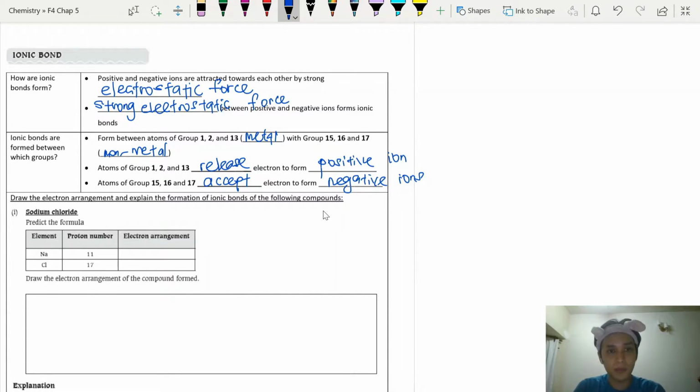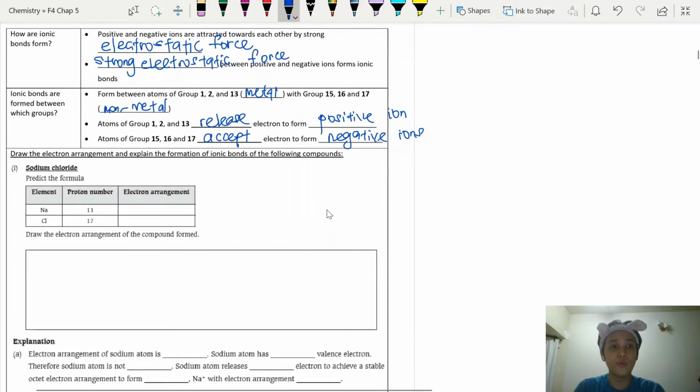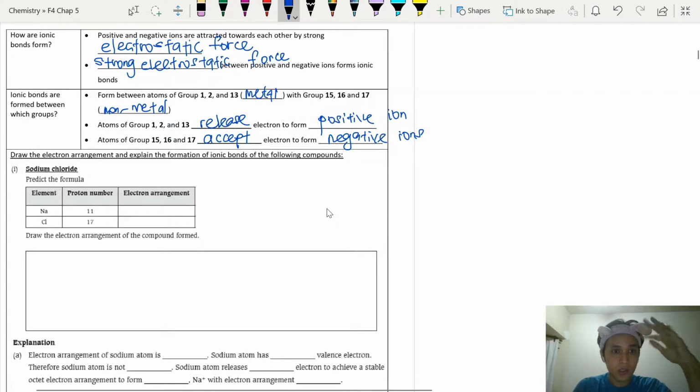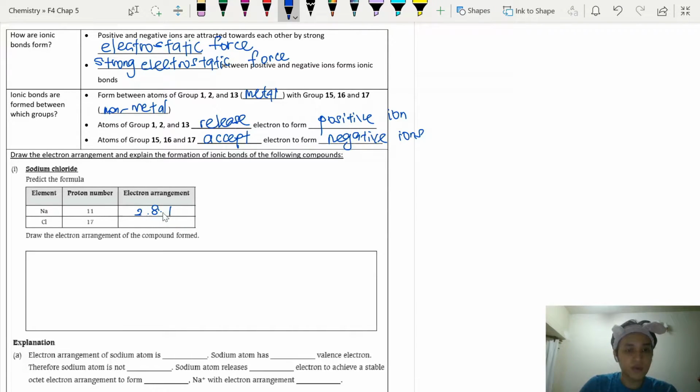So for ionic bond, I'm going to show you how we explain the formation of the ionic bond. Here you're going to draw the electron arrangement. Like I mentioned, this chapter involves a lot of drawing. So let's look at the first one, sodium chloride. First thing we need to do is electron arrangement. Based on the proton number, sodium is 2, 8, 1, 11. Chlorine is 17, so 2, 8, 7.